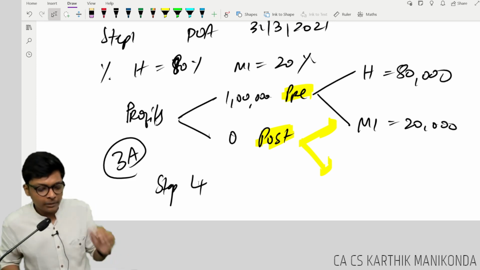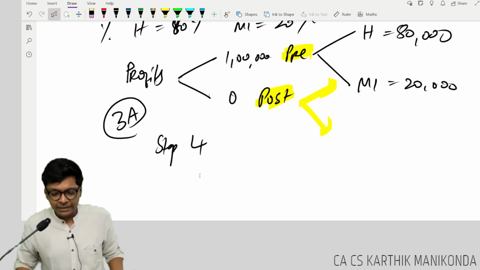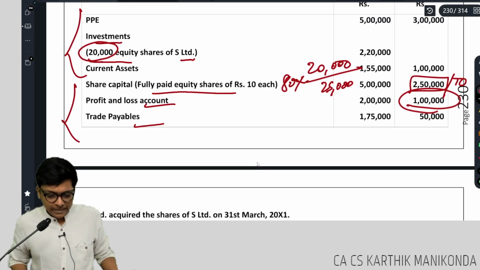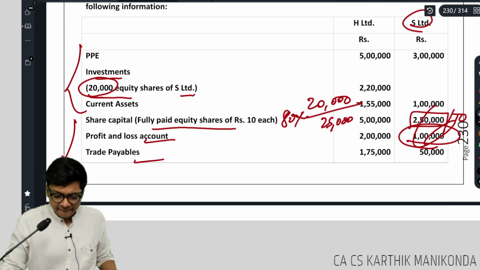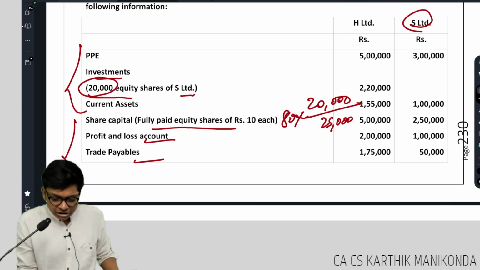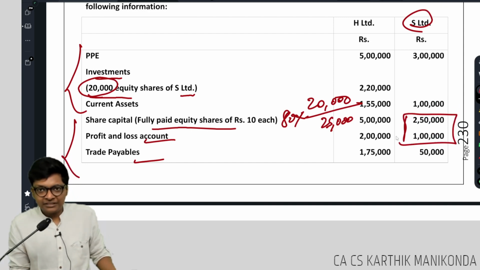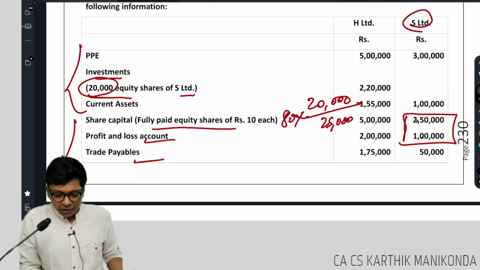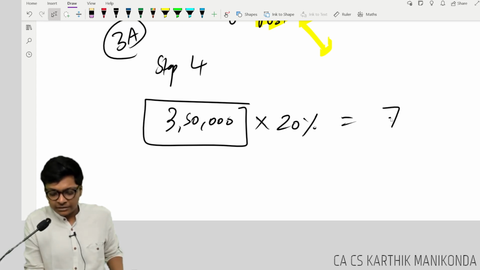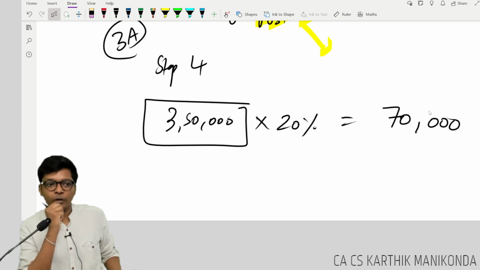Computation of minority interest. Careful guys, computation of minority interest. There are many ways to do it. Now look at this. One way is to find out net assets, which is nothing but share capital plus reserves, into minority interest rate. So 2,50,000 plus 1,00,000, which is how much? 3,50,000 into 20%. Which is correct? Hello, are you following guys?